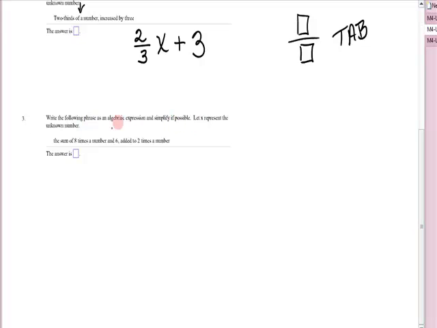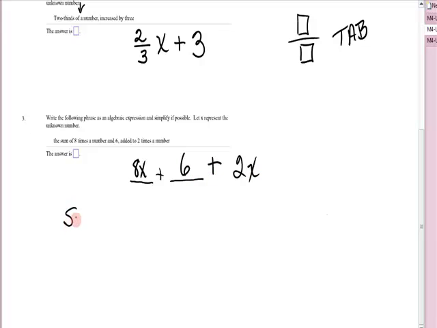Write the following as an algebraic expression and simplify if possible. It says the sum of. Now when I hear sum of, immediately this is what comes to mind. Then whatever I read first goes in the first blank. There will be the word and, which tells me to jump to the second blank. So here I go. The sum of 8 times a number, that's 8x, and, so I jump, 6 added to 2 times a number, 2x. So this is the sum of 8 times a number and 6 added to 2x.